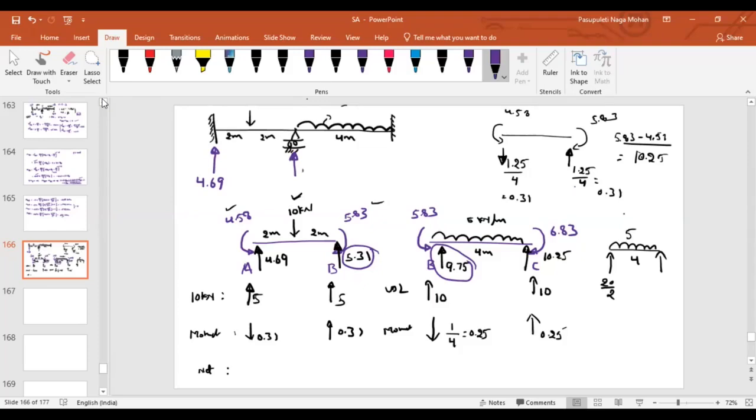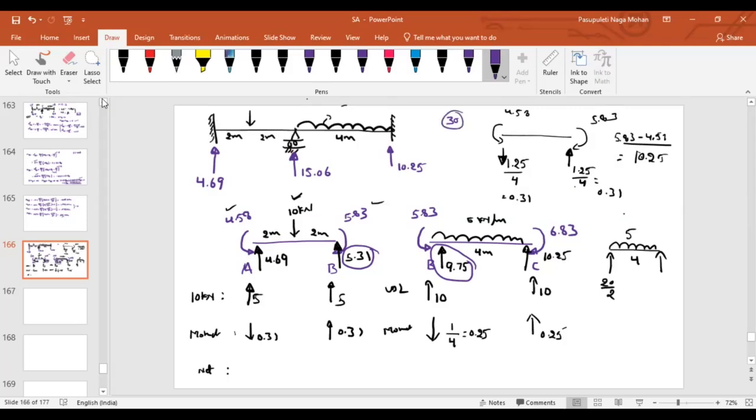15.06. And here at C, only one, that is 10.25. Add all these values and tell me how much you are getting. Add these three support reactions. 30, sir. 30, exactly 30.